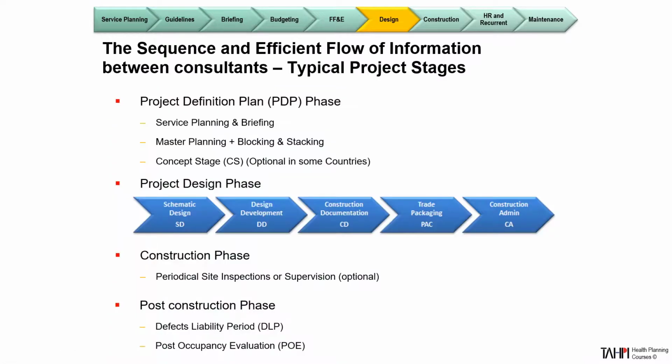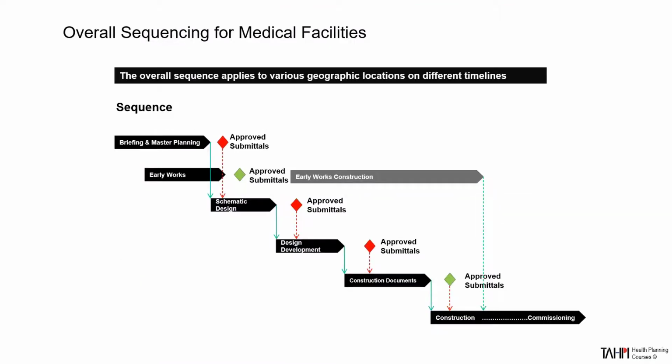We cover the sequence of projects, for example, from project definition to project design phase, schematic design, design development, construction documentation, trade packaging, construction administration, and even post-construction, which includes defects liability period and post-occupancy evaluation. We look at the sequence of events from design to construction, including parallel phases such as early works.